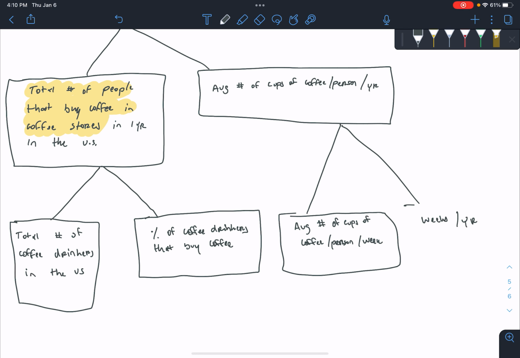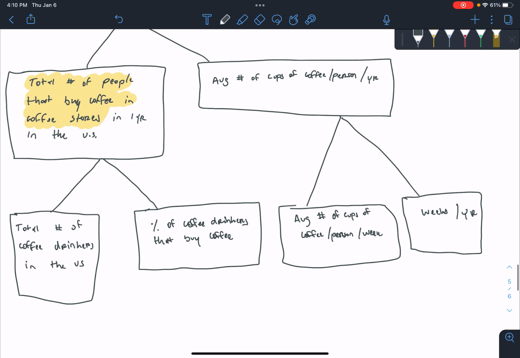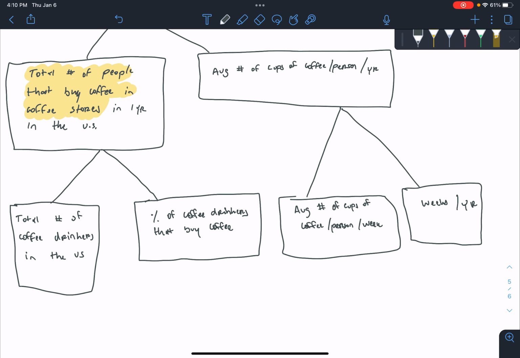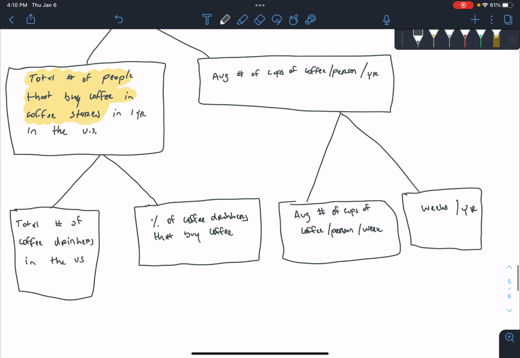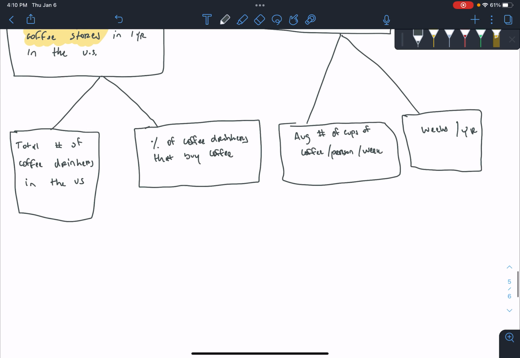So again, if you don't need this step, if you feel like you can accurately estimate the average number of cups of coffee per person per year, then you don't need to have this extra branch in the tree. So part of these Fermi estimations is also being able to work within your own limits and knowing how you function best and what you need to do. But let's see if we can break any of these further.